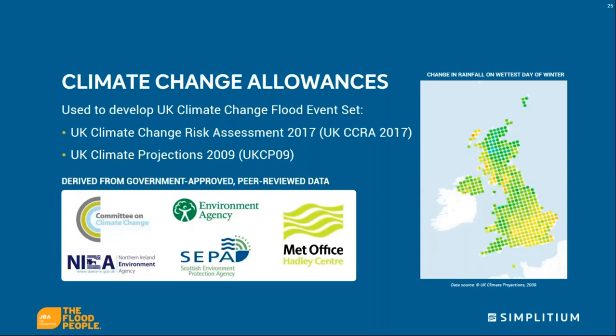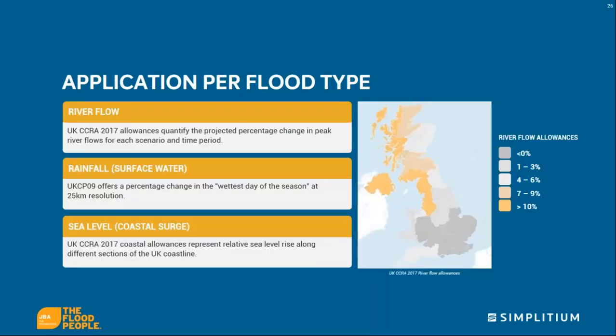And I've included an example of the resolution of the data available from UK climate projections in particular on the right-hand side. What you can see is the change in rainfall on the wettest day of winter at 25-kilometre grid resolution across the UK. Essentially, both sources are derived from government-approved, peer-reviewed data, and I've included some of those sources in the imagery below.